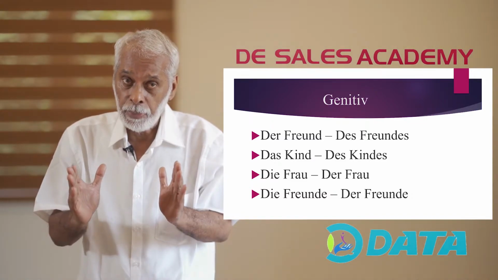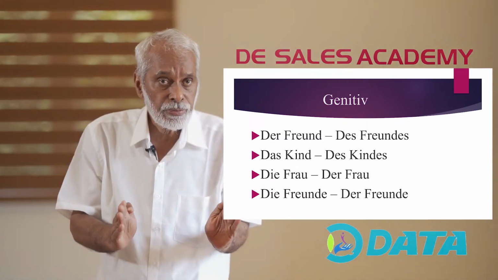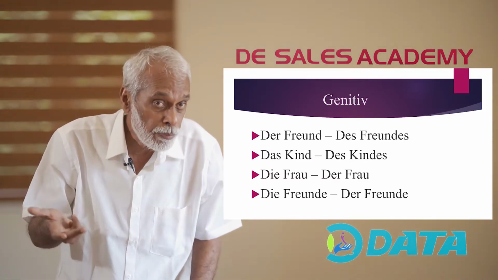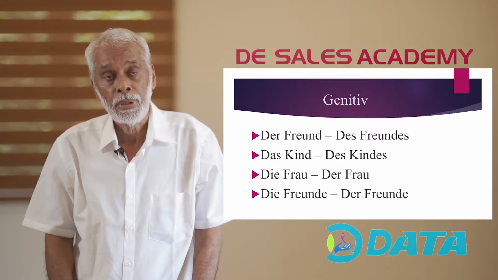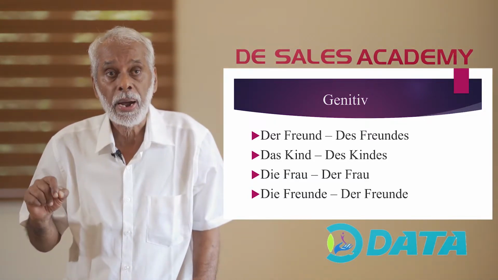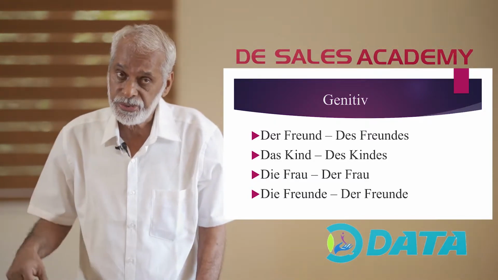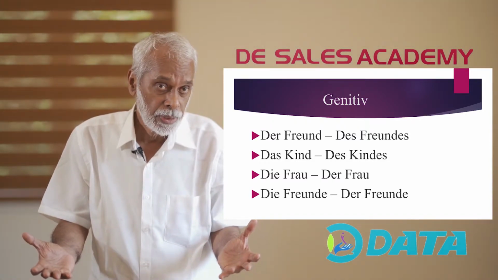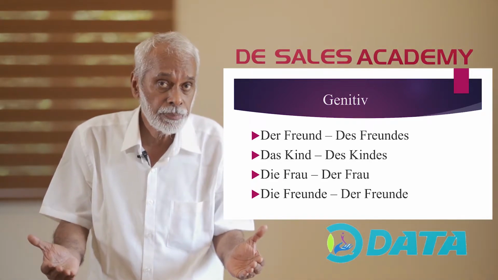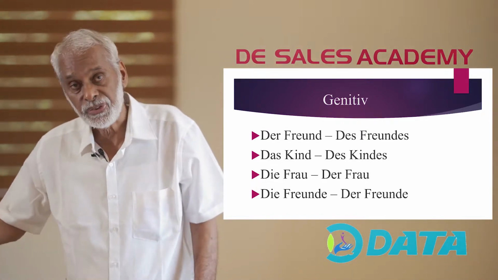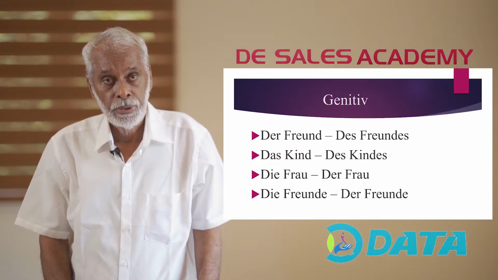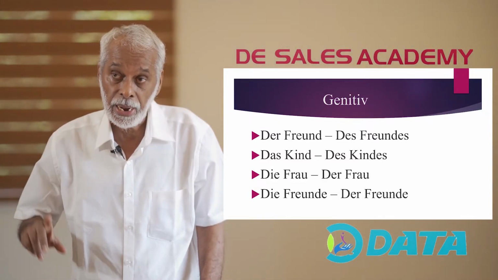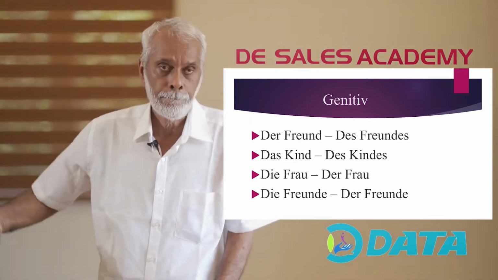The same thing applies to possessive pronouns also. If you want to say the car of my friend, das Auto meines Freundes. The toy of the child, das Spielzeug des Kindes. So the formula is des plus es at the end of the noun.